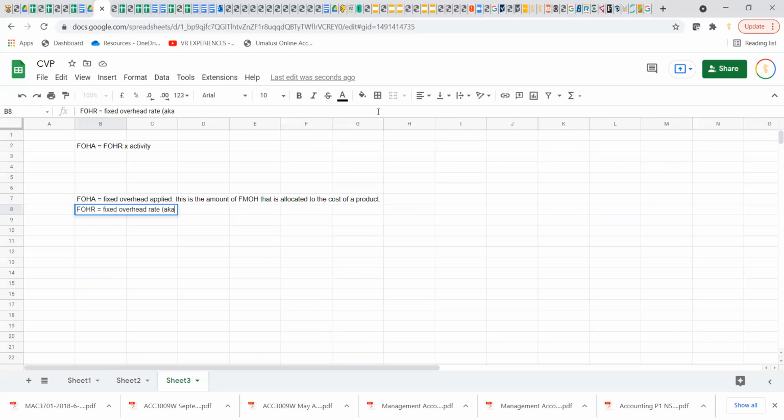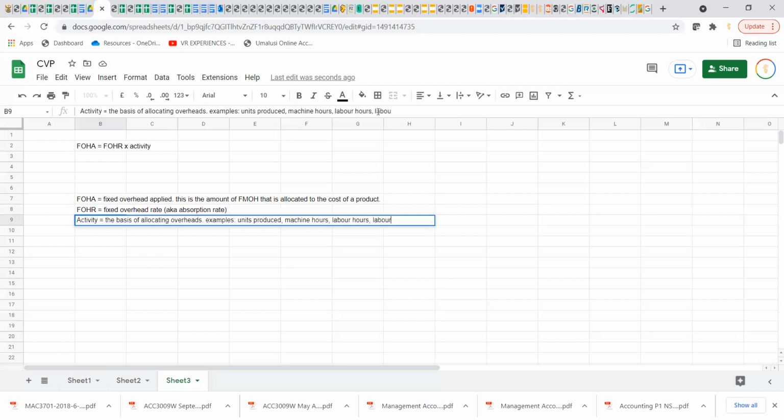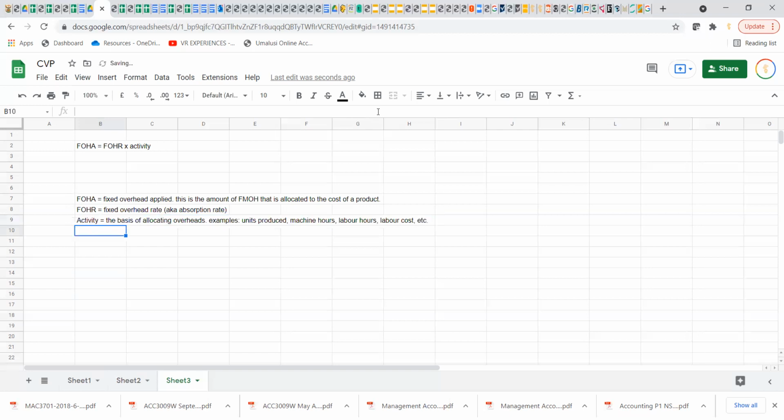Okay, also known as absorption rate. Okay, and then activity equal the basis of allocating overheads. Okay, examples: units produced, machine hours, labor hours, labor costs, etc. Okay, so whichever basis they use to allocate overheads, that is known as your activity.